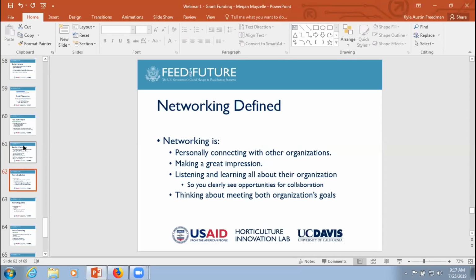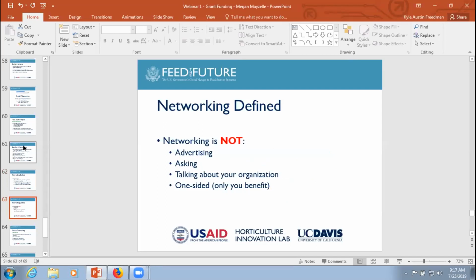If they are overstretching themselves to help you and do you a favor, that's not going to last. But if they're getting something from you and you're getting something from them, and it's easier on both of you because you're working together, that is a sustainable partnership. And that is a strength that you can bring to your grant application. Again, networking is none of these things. It's not asking. It's not you talking at them. It's not you advertising your organization.